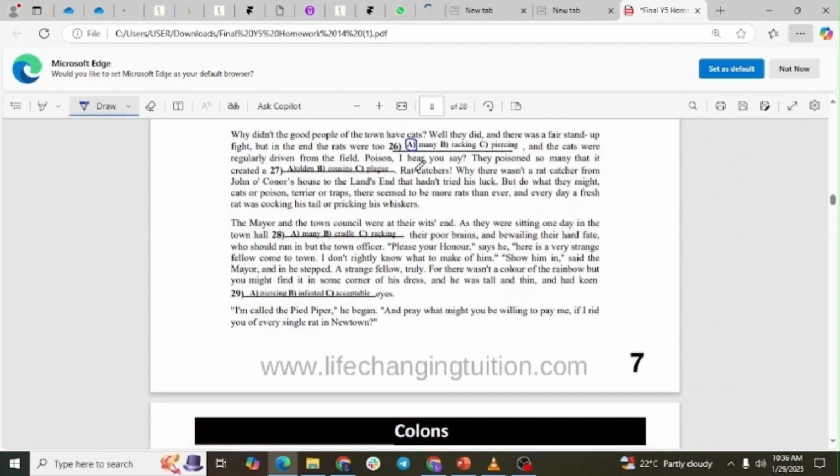Question 27. They poisoned so many that it created a blank. Options: A. Olden, B. Cousins, C. Plague. Answer: C. Plague. Explanation. Overpoisoning can lead to disease, so plague fits. Olden, or cousins, would not imply an outbreak.